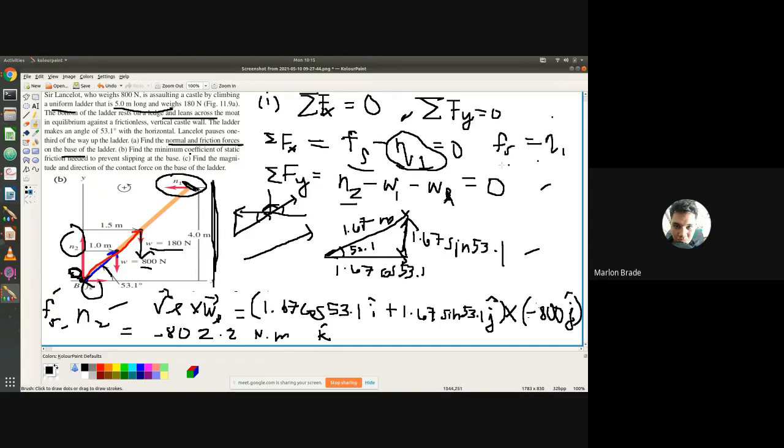So we have now solved for Fs. Okay? Fs is 268 Newton. What about N2? We can solve this for N2, right? So N2 is, in kinira nga term, N2 is equal to W sub 1 plus W sub L.